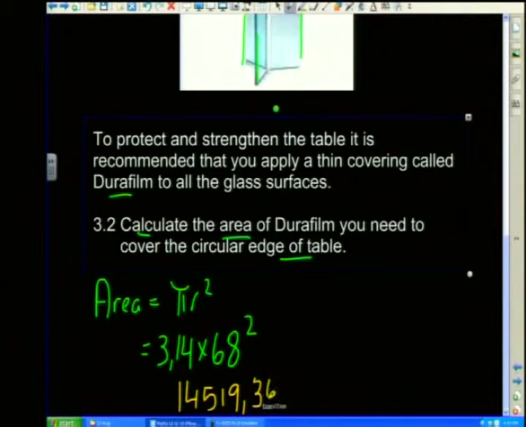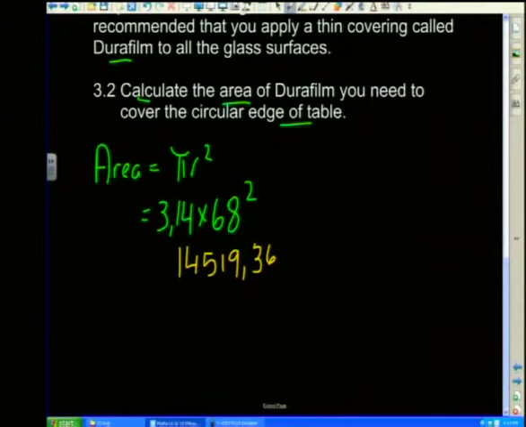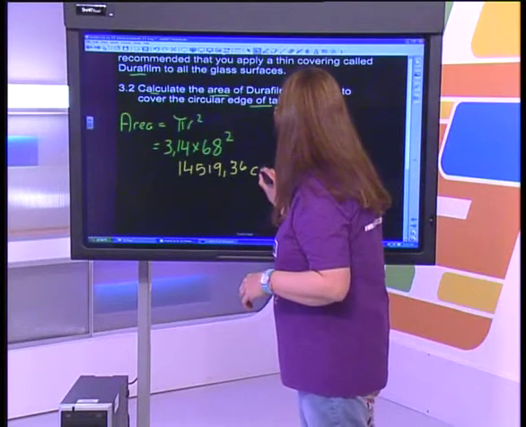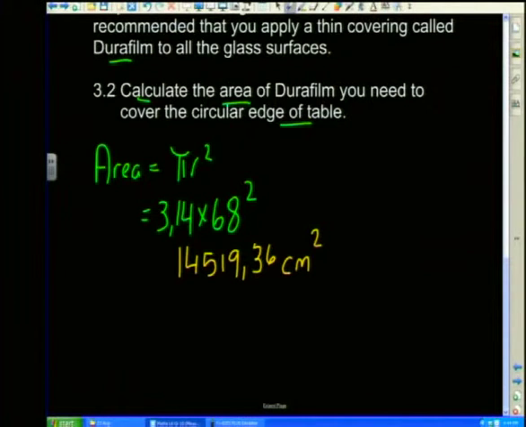14519,36. But now don't forget your units. We're dealing in area, so centimeters squared. So let's move to the next part of the question.